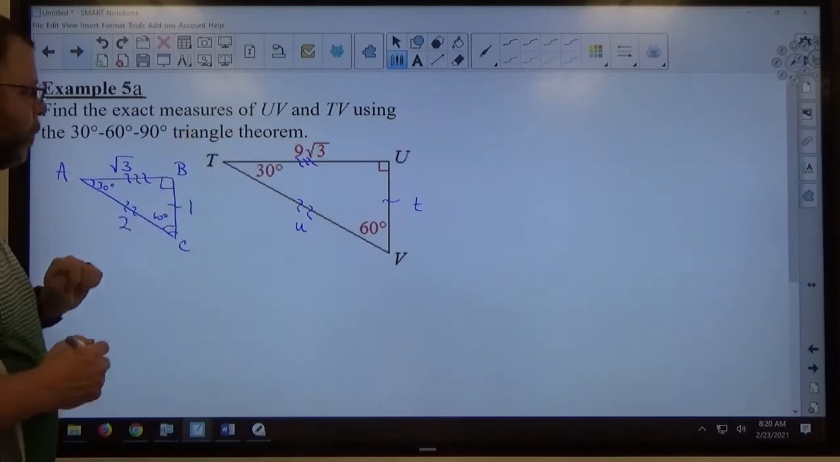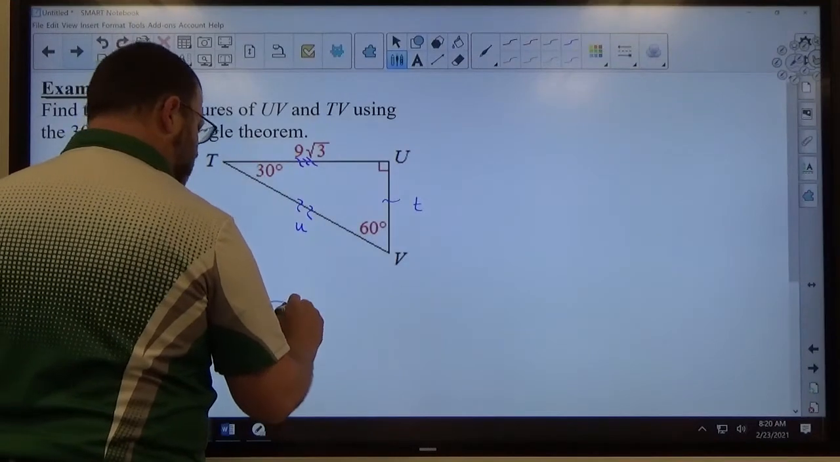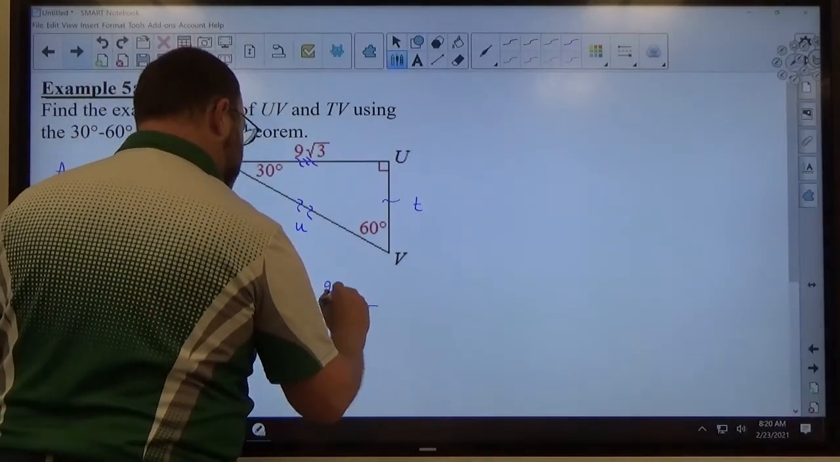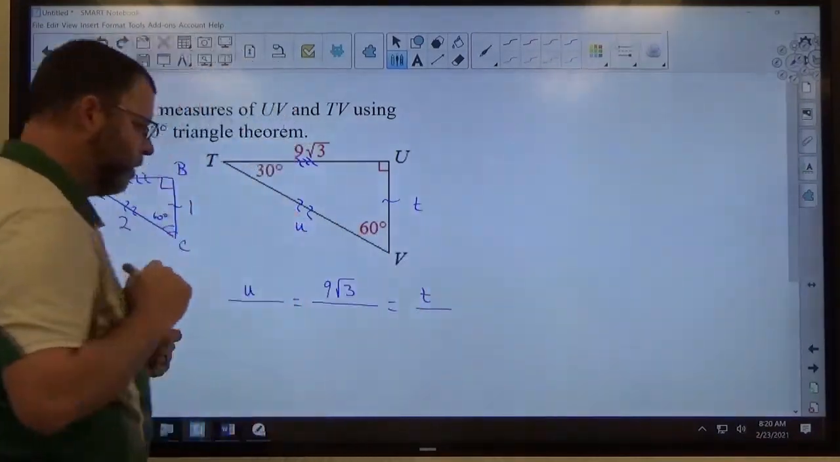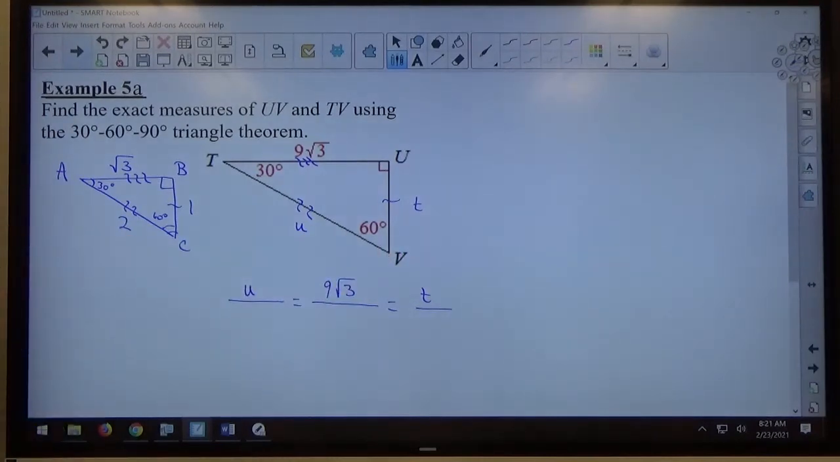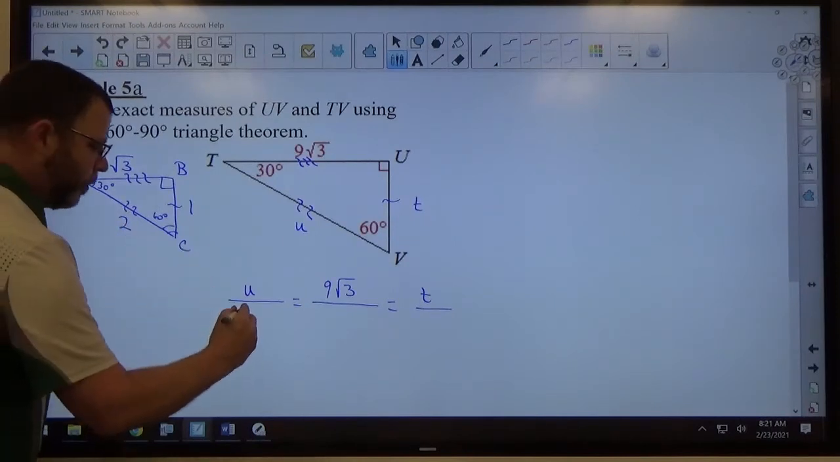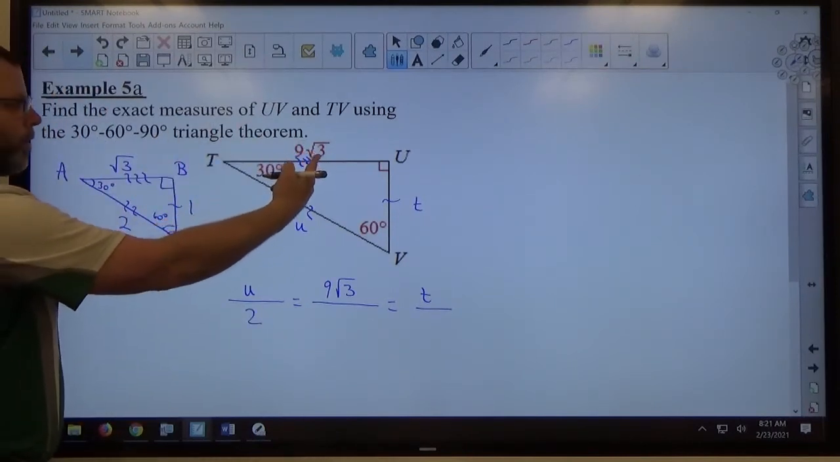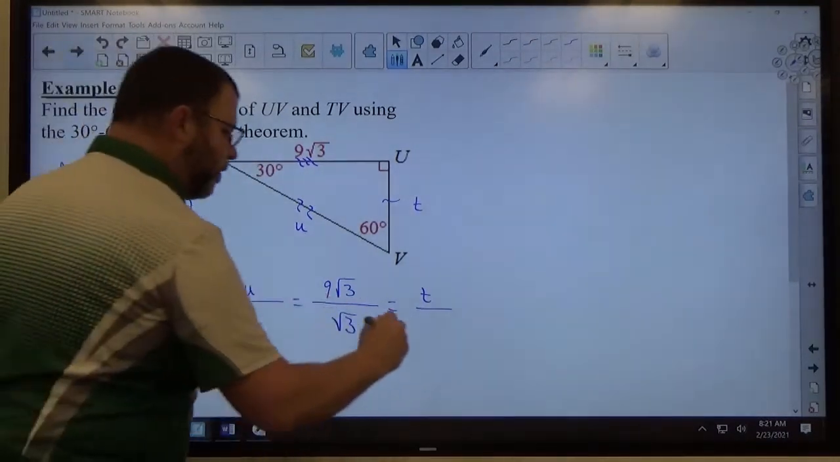I know TU, so when I write my proportion, I'm going to put a fraction with either U or T on top. I'm going to put a fraction with 9 square root of 3 on top. I'm going to put a fraction with T on the top. I want the one I know in the middle and the ones I don't know on either side. Again, it doesn't matter which one's which. Once you've established how the top is going to go, though, the bottom is dependent upon position. So U matches up to 2, so U and 2 are in the same one. 9 square root of 3 matches the square root of 3, they're in the same one. And 1 matches T, so they're in the same one.